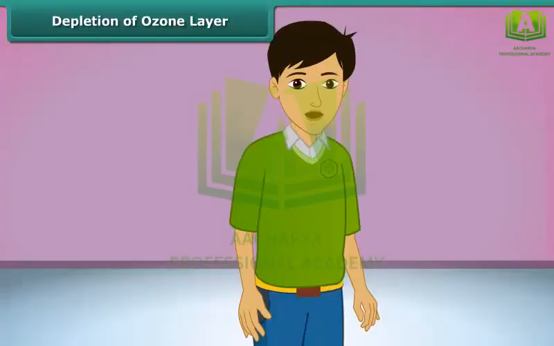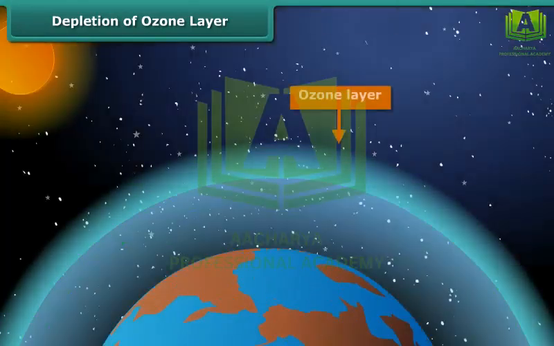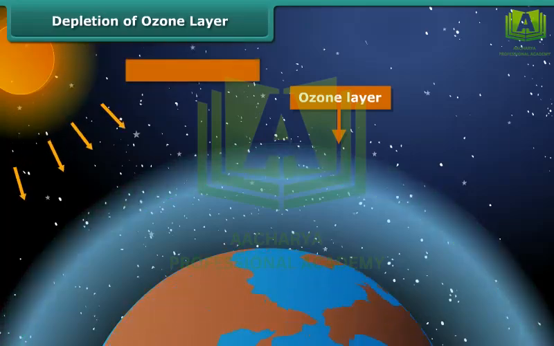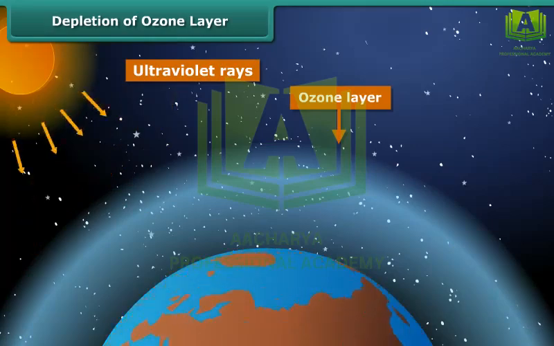Let us learn about ozone layer. It is a layer of ozone gas in the upper atmosphere of Earth. What is its role? It protects us from harmful ultraviolet rays of the sun.